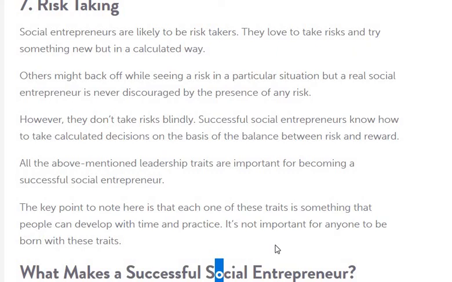But with time, struggle hard, try to achieve your goals, try to grab your goals. It's not important for anyone to be born with these traits. You must keep it in your mind. And that's it, the end of your seven traits of leadership.